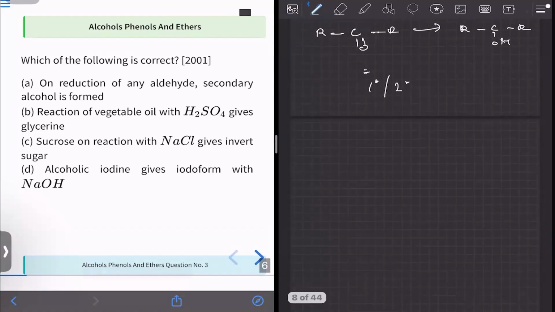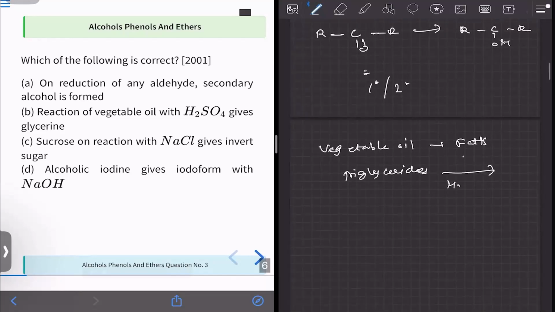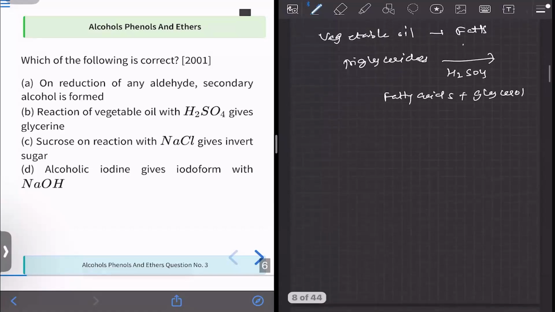Option B, reaction of vegetable oil with H2SO4. See, what does vegetable oil contain? Vegetable oil contains fat. It contains triglycerides. Whenever it is reacted with H2SO4, it produces fatty acid and glycerol, not glycerin. So option B is also wrong.